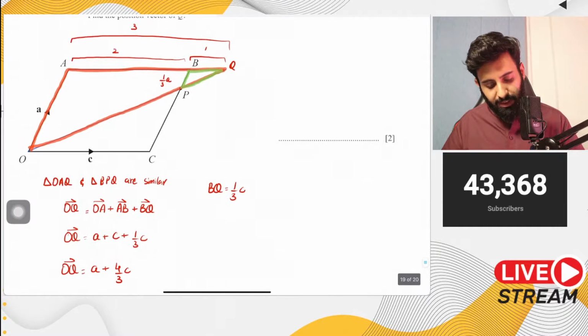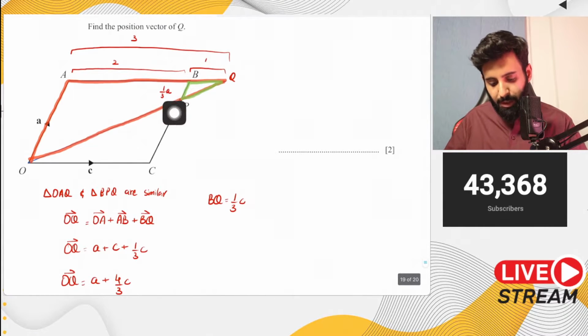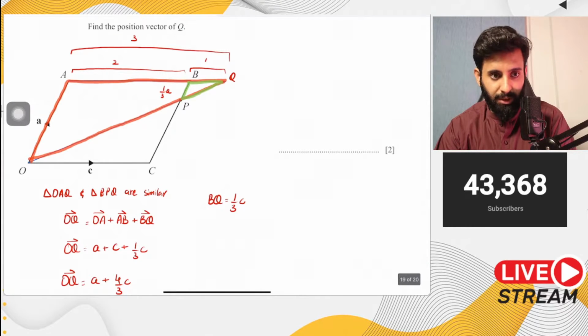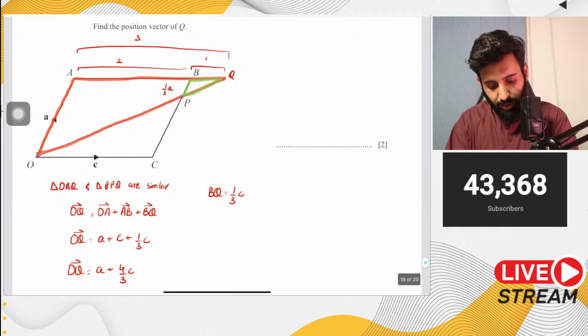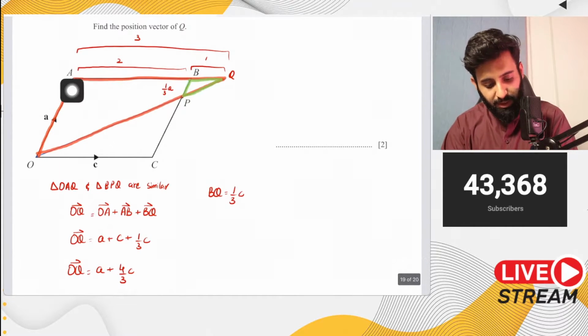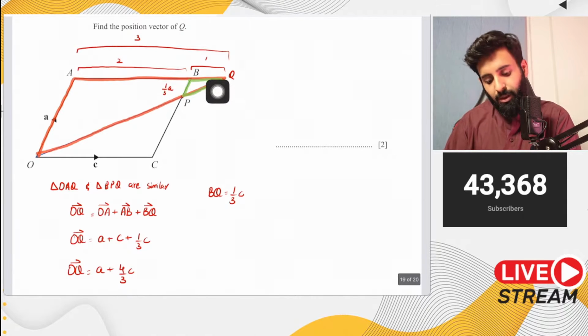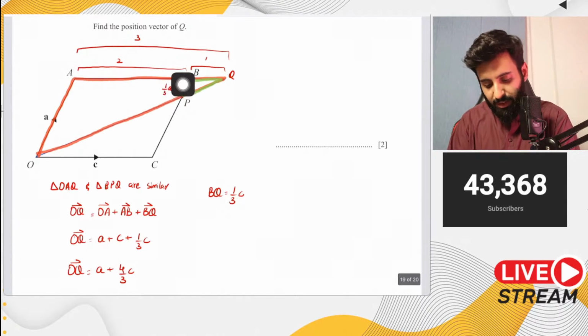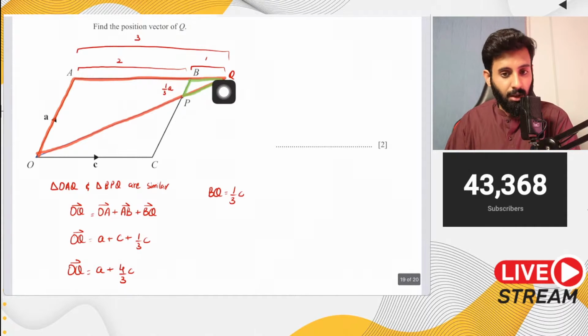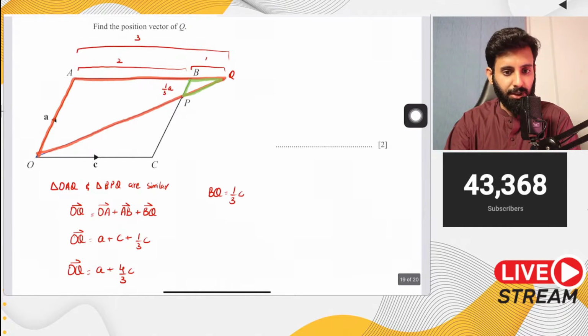Okay, now I'll explain this again. Basically, like I said, these two triangles are similar in the ratio 1:3. So if PB is 1/3 of A, that means the base of the smaller triangle will also be 1/3 the base of the larger triangle. The base of the larger triangle is C, so this is going to be 1/3 of C as well. We're using the ratio of similar triangles.